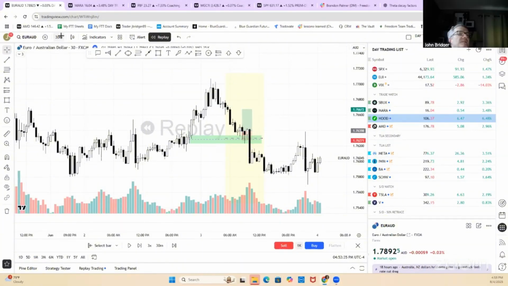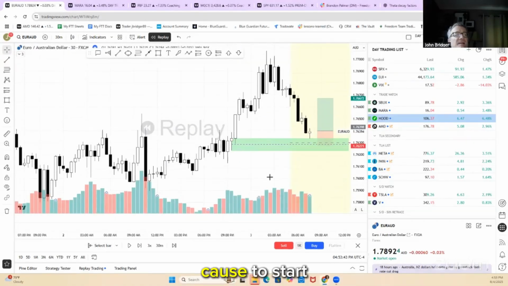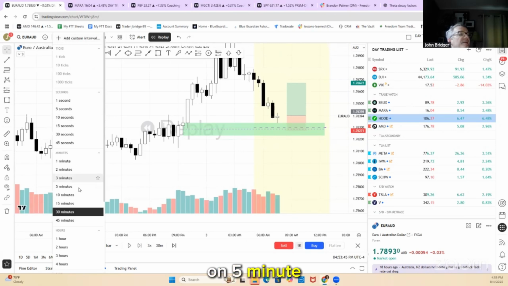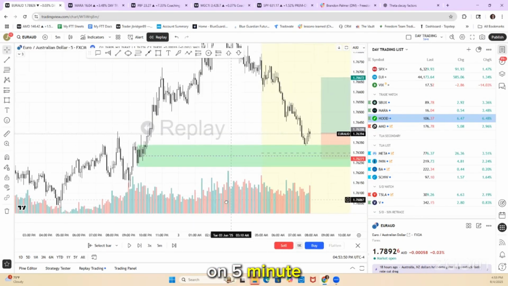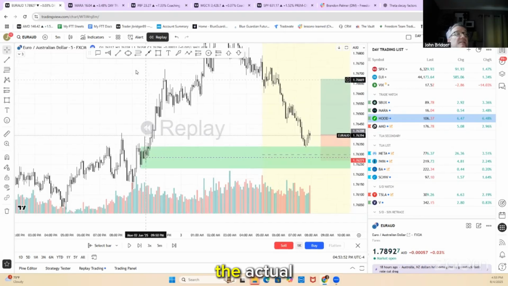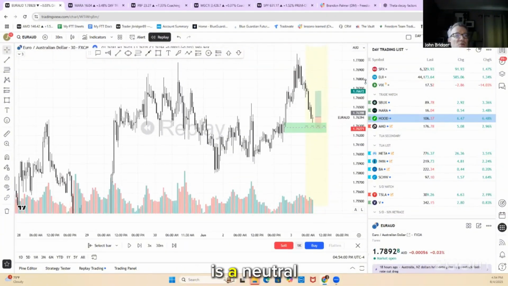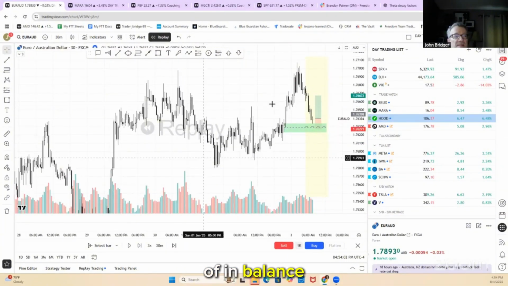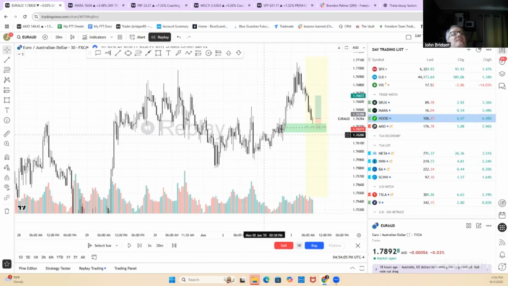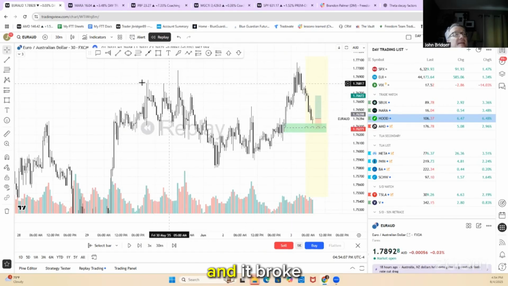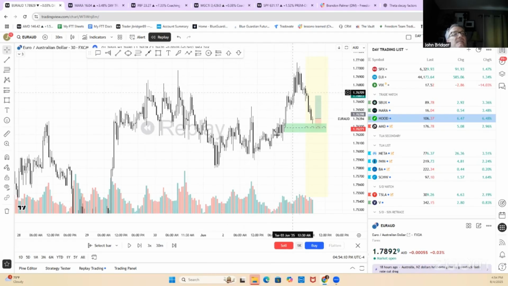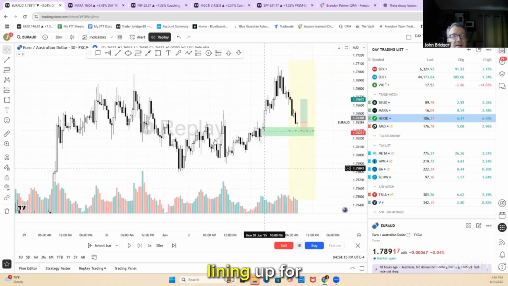So let's go back to right here. Let's say you normally trade on 5 minutes, is that right? Yes. On the 5 minute, using the zone, we go to 30 first. That's a decent zone. I would say it's a neutral bias. You can see we're kind of in balance, there's not really a trend up or down, but the fact that you had a pretty good pop and it broke structure up here means that's a pretty good zone to trade.